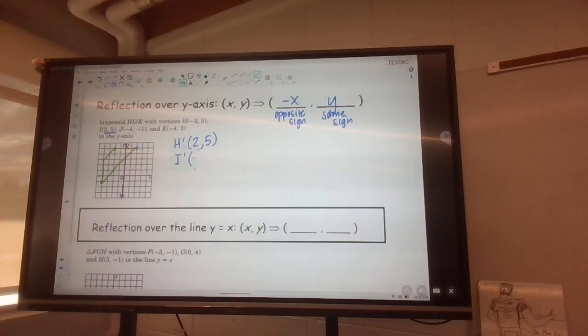Whereas this one is going to be a negative. So those 2 points are actually reflecting right on themselves. So that's kind of interesting or different here. But now this next one, you change the sign of the x and leave the y the same.